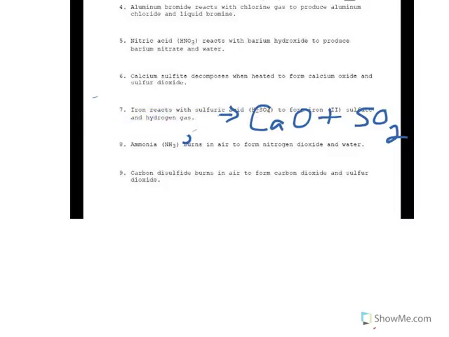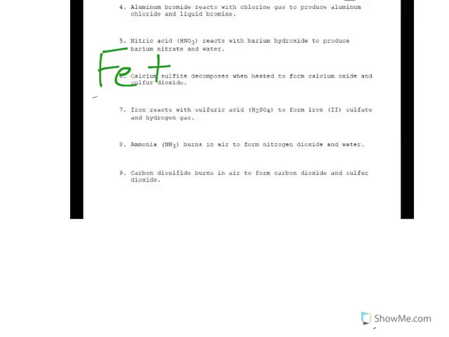So if we look at the next one, it says iron reacts with sulfuric acid. So iron is Fe. It's by itself. When anything's by itself, you want to check and make sure it's not a diatomic element. Fe is not diatomic, so we can just move on. Reacts with tells us we need a plus sign. Sulfuric acid, we don't know how to do acids yet, so we have the formula right there, H2SO4. To form, so that means that we need an arrow. We're going to have some products.